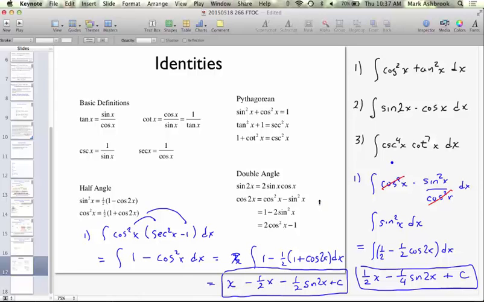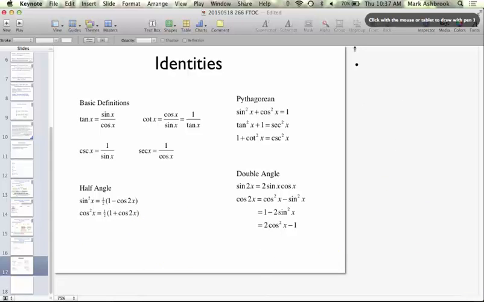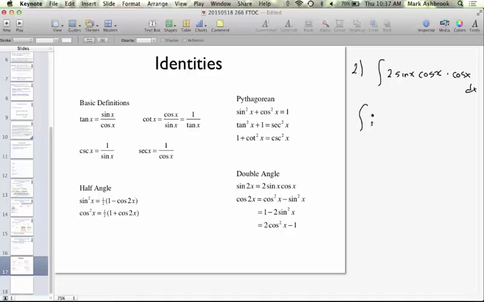Other questions on number 1? Okay, I'm going to erase everything. Number 2. So sine 2x is 2 sine x cosine x. And what did I have? It times what? Another cosine? So basically we have 2 sine x cosine squared.